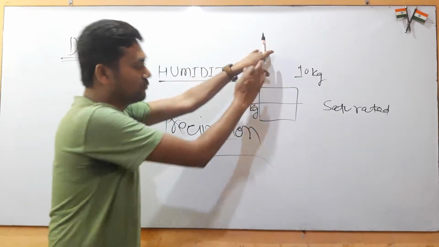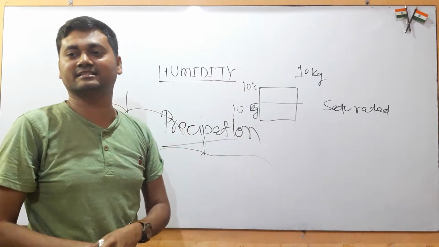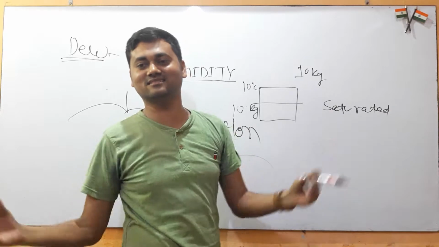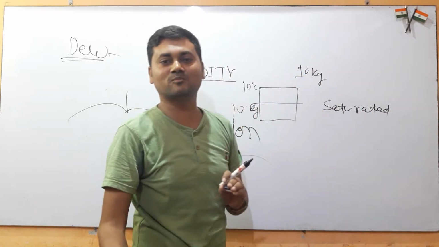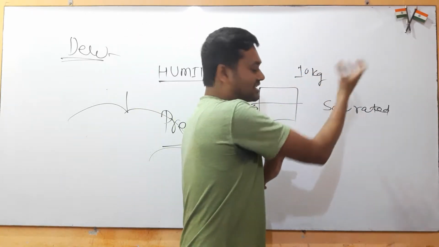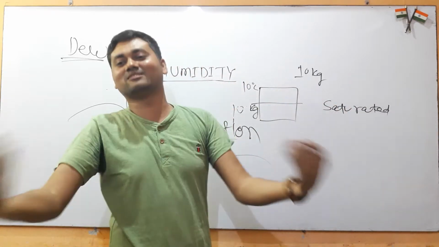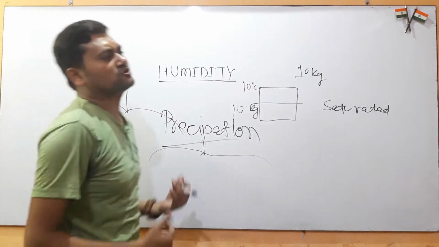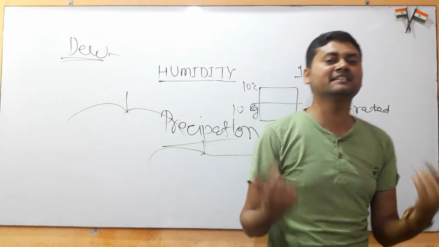So when the temperature goes below 0 degrees Celsius, the extra amount gets converted into ice, so that extra amount gets converted in the form of snowfall. Okay, now you can also relate one thing that is known as hailstorm.